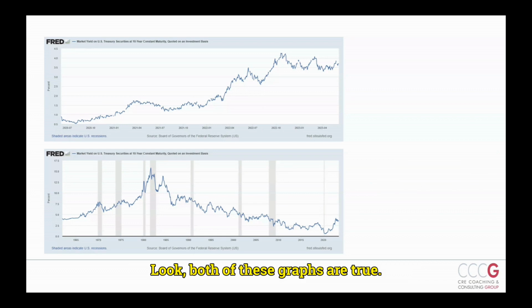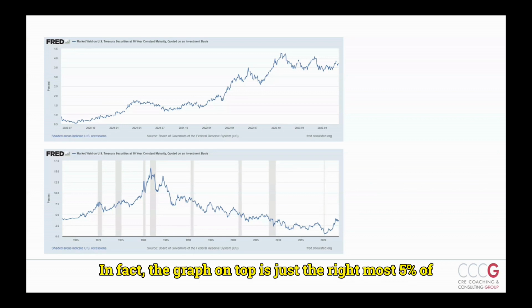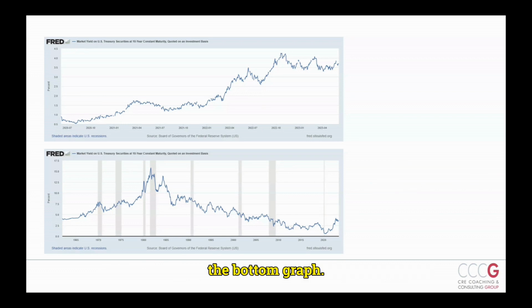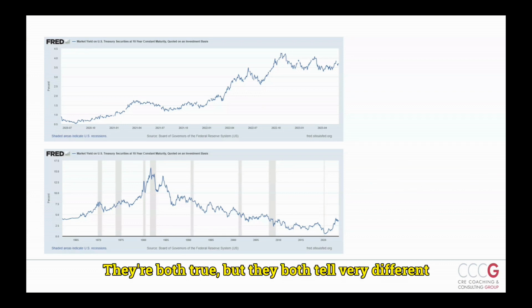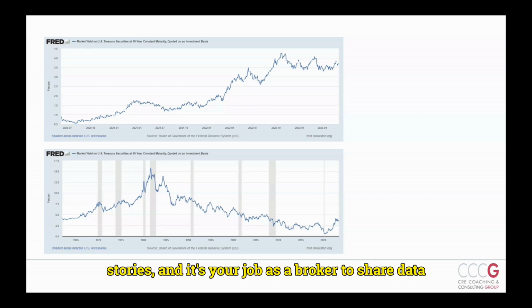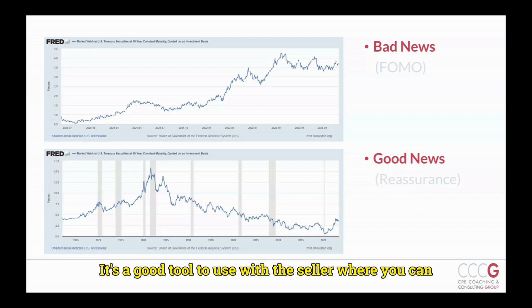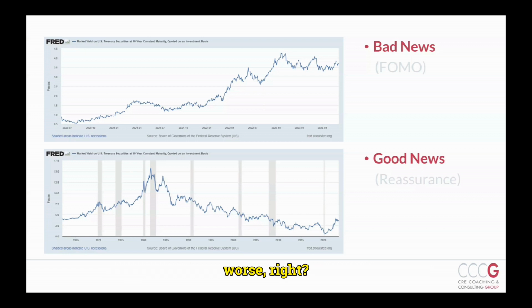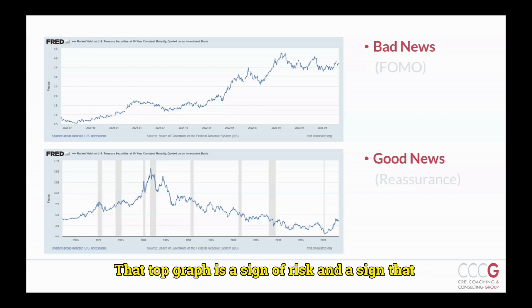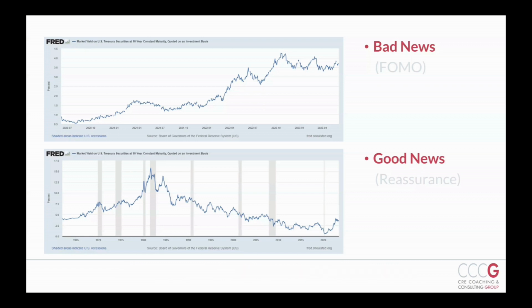Look, both of these graphs are true. In fact, the graph on top is just the rightmost 5% of the bottom graph. They're both true, but they both tell very different stories. And it's your job as a broker to share data with clients in a way that gives them perspective. Top graph, right? Create some fear of missing out. It's a good tool to use with a seller where you can say that the market's gotten worse. It appears to have stabilized, but it could get even worse, right? That top graph is a sign of risk and a sign that, hey, things can get worse from here. Don't miss out, move quickly.